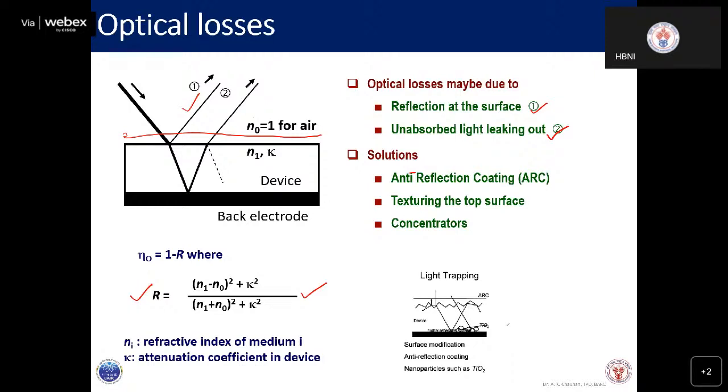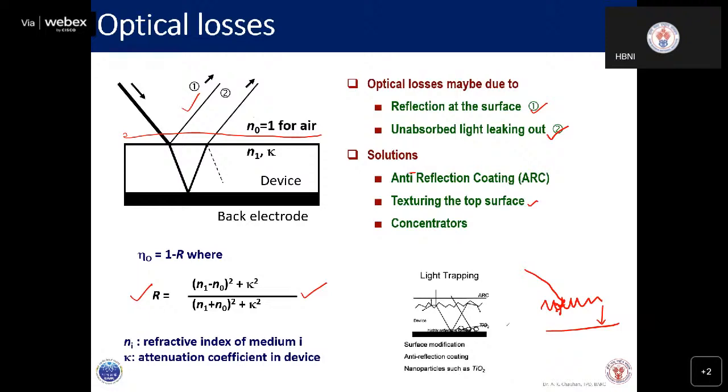Next is texturing the top surface. If it is a flat surface, and you make a zigzag kind of surface, then when light falls that way, it will go back here, it will go back here, and there is a greater probability that it will be absorbed inside this surface. And by doing this, you are creating more area. So texturing the surface is another thing, and then you can use concentrators also.